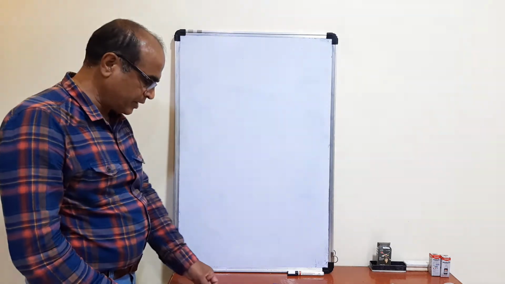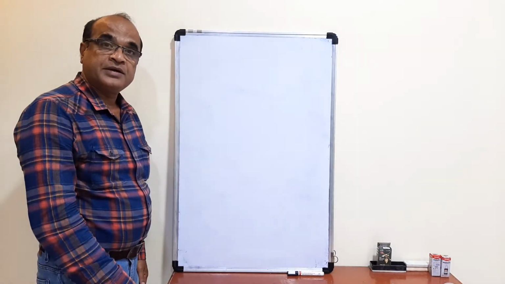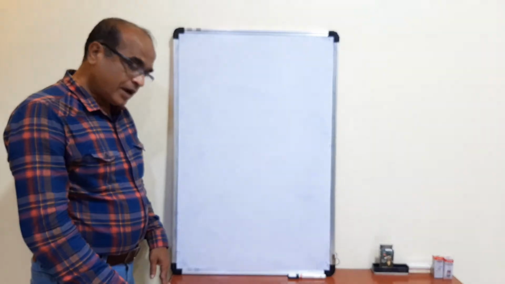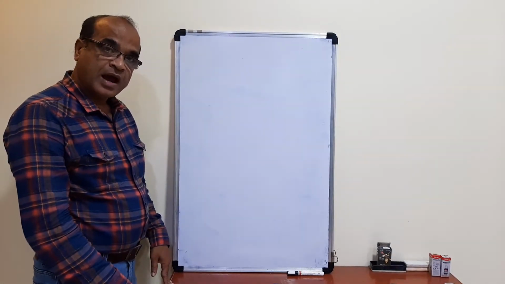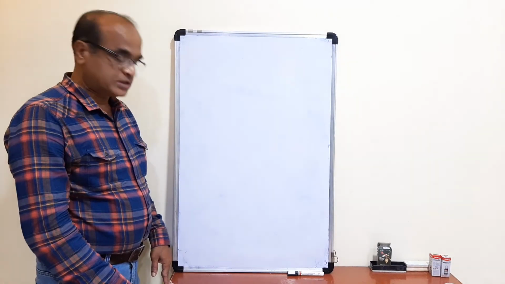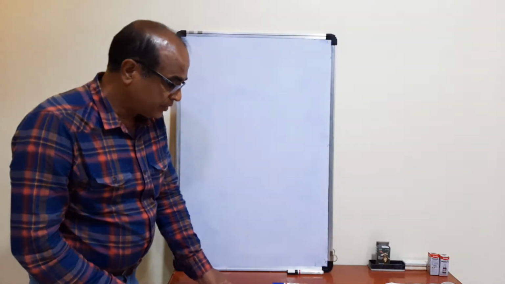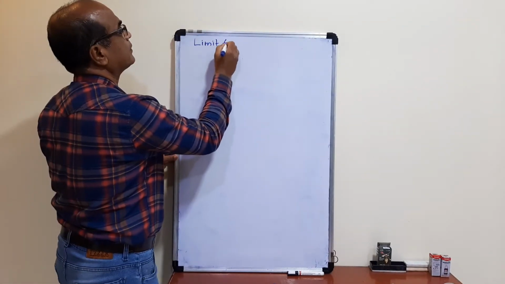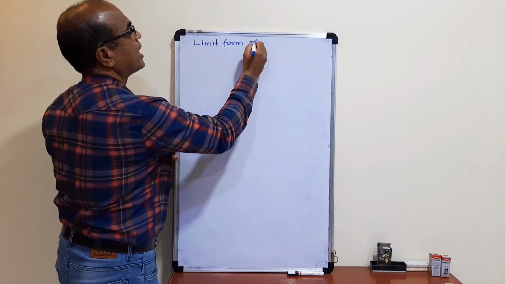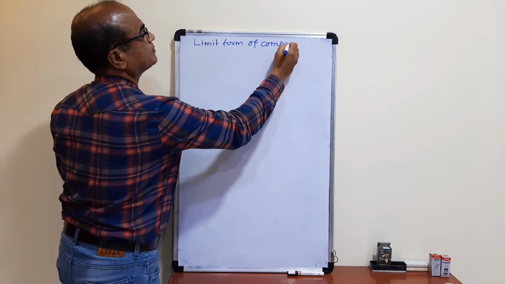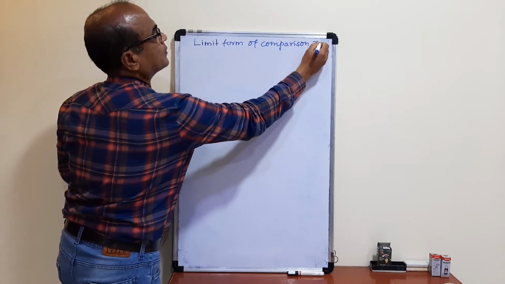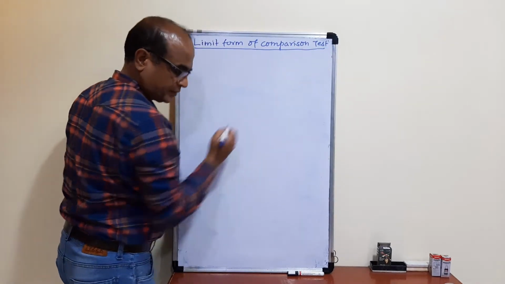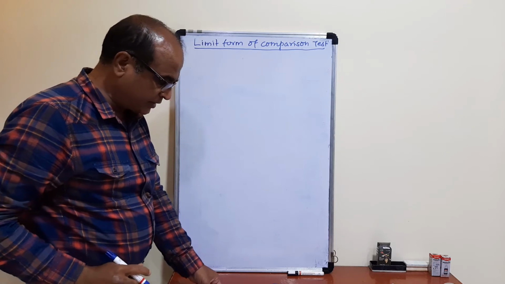In the last lecture we studied what a sequence is and what the convergence of a sequence is, and we took comparison test 1, and by using comparison test 1 we solved some examples. Now, the limit form of comparison test. So what is the limit form of the comparison test?